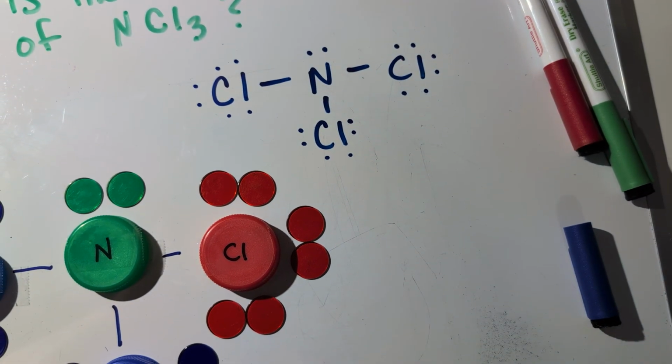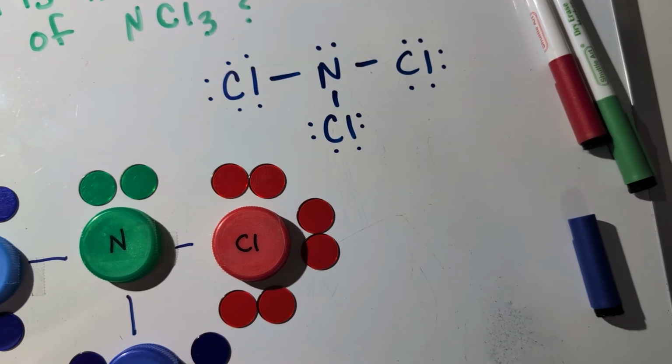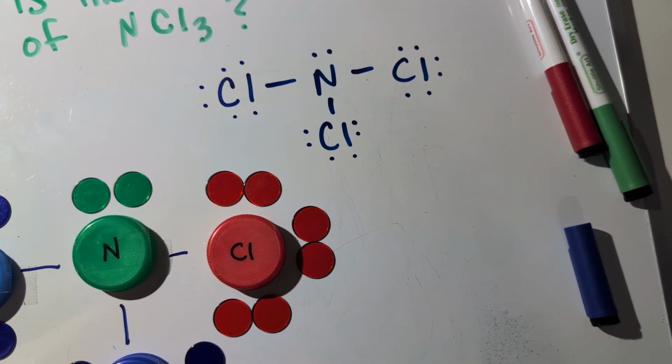So that's how I would draw that one. So it has 3 chlorine atoms bonded to a nitrogen atom.